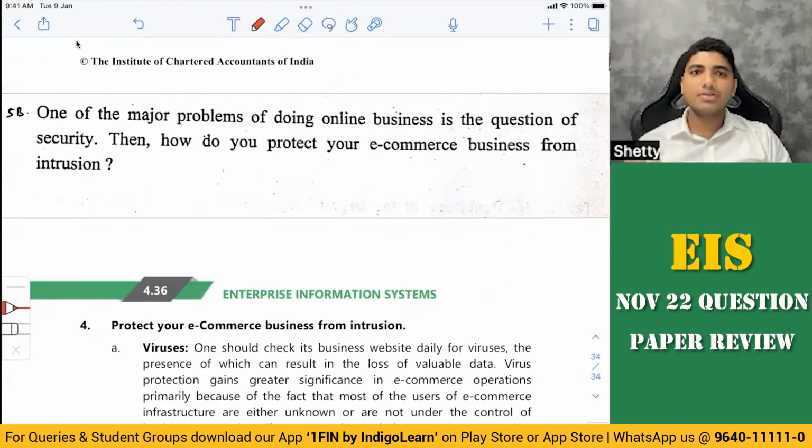Okay. So if it is an e-commerce business, the customer will not come to your shop. They will see the items through a browser or an application and place the order. What if they misuse such things? So how do you protect yourself from intrusion? Intrusion basically means attack, or unauthorized access.